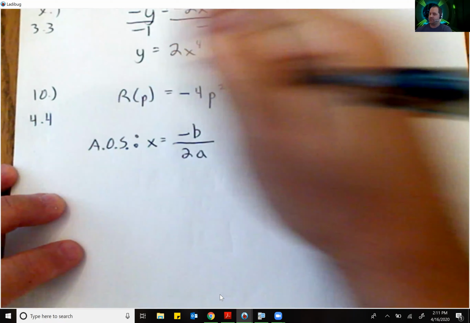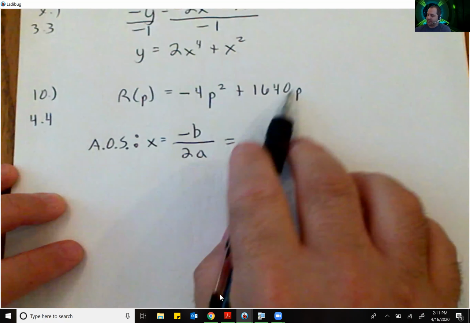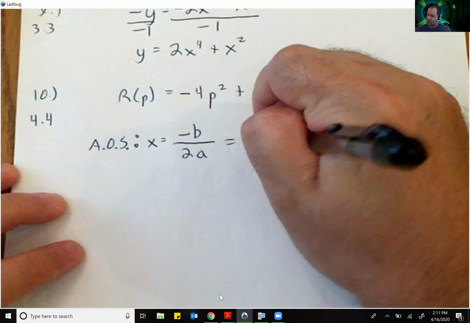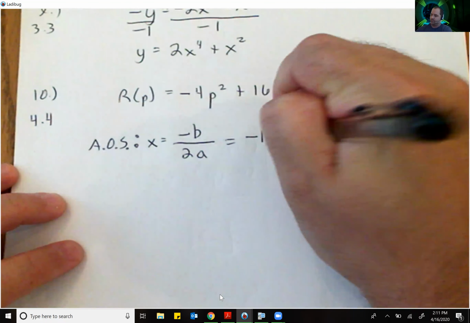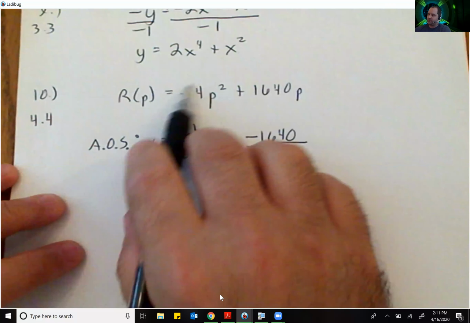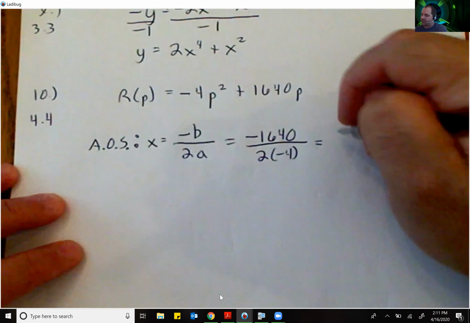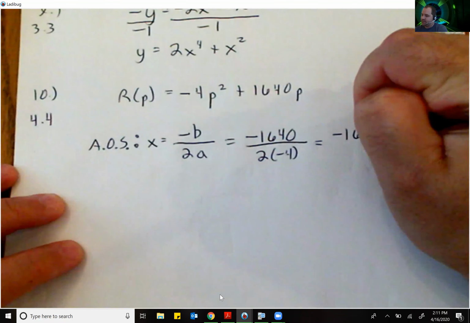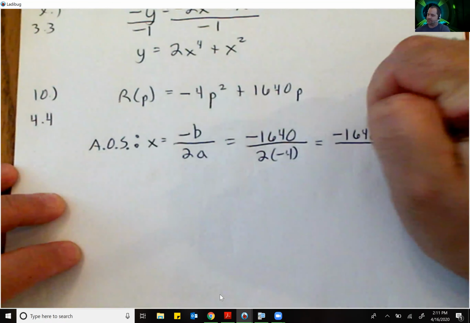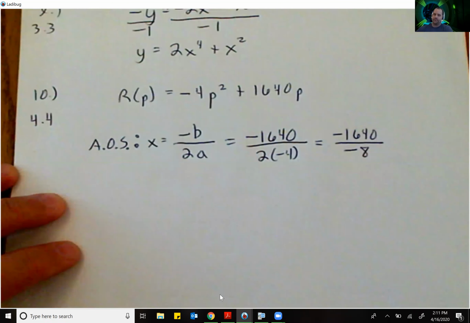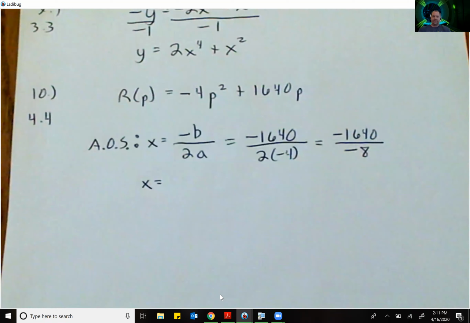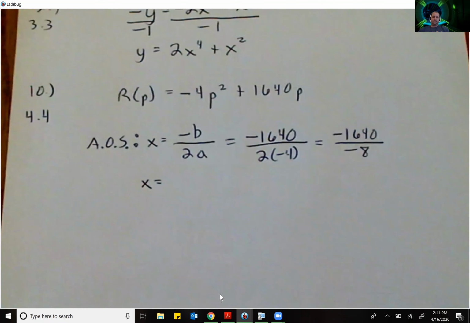So here's our B. We're going to put in the opposite of 1,640 all over 2. Here's our A, which is negative 4. So we're going to have negative 1,640 divided by negative 8. If you divide that, what is that? 205? Yeah, 205.